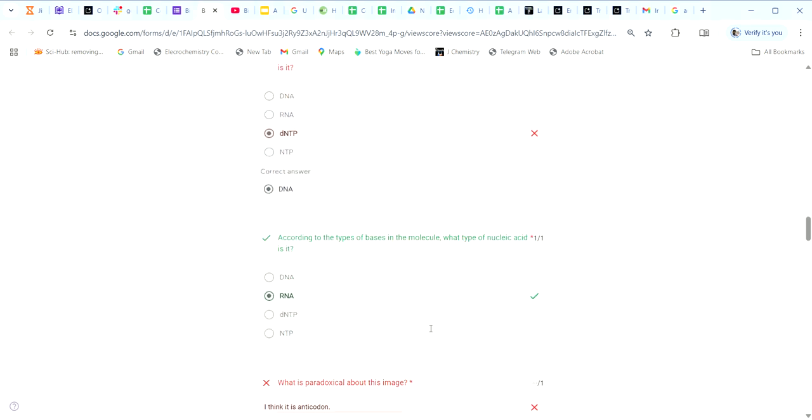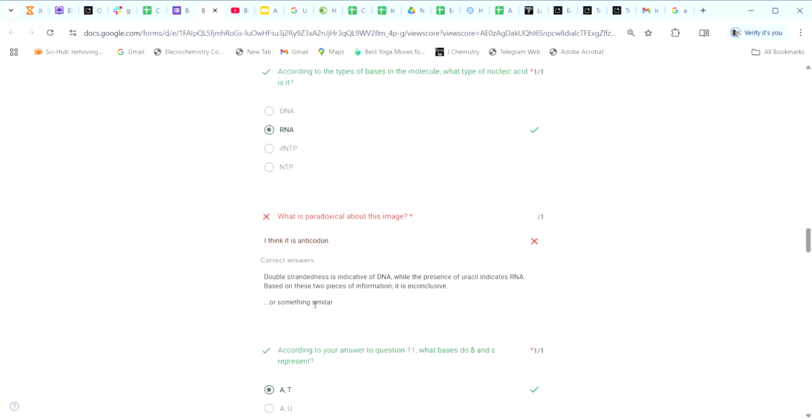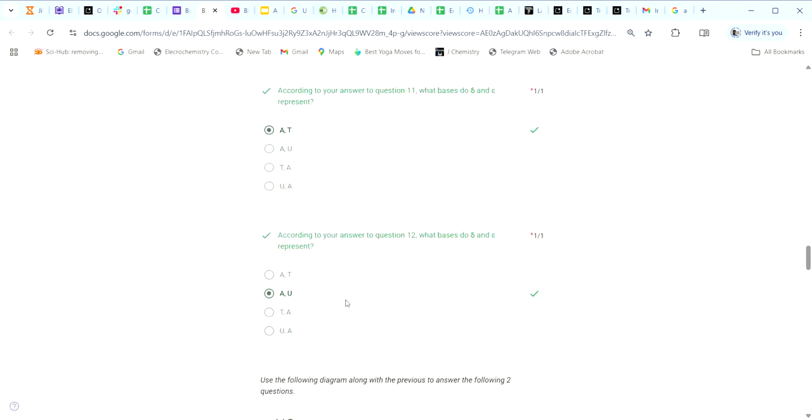So according to the types of bases, this is correct. Double-strandedness is indicative of DNA, while the presence of uracil indicates RNA. That is right. Based on these two pieces of information, it is inconclusive. This is correct. This is also correct.